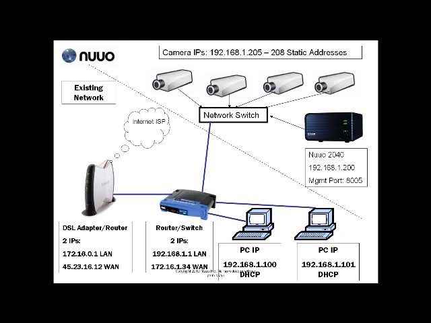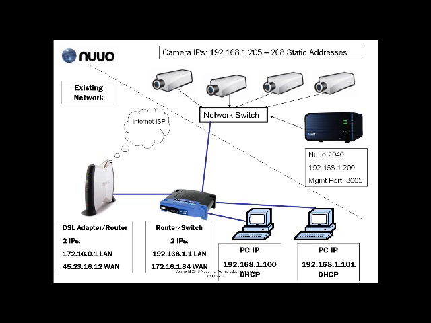Now, because we had to add some switch ports to this device, we've got a new network switch going up here in the middle of the screen, and here's where we're going to plug in our 4 cameras and our new 2040. Those cameras are going to have IP addresses that we've just picked from 1.205 to 208. And the 2040 is going to have the IP address 192.168.1.200. So we now know how we're going to address our devices.